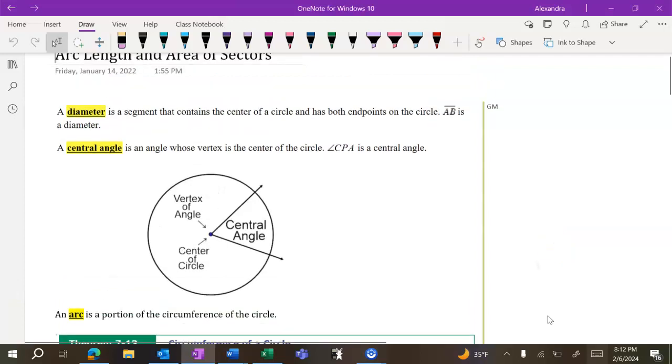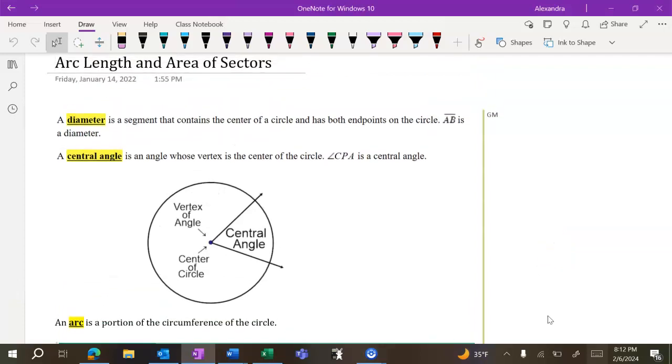Okay, so today we are going to be looking at arc lengths and area of sectors. Now I'm sure you have done this in geometry, but we're going to be looking at it in both degrees and radians today, now that we've started to use radians. So first thing we'll start out with is arc length.